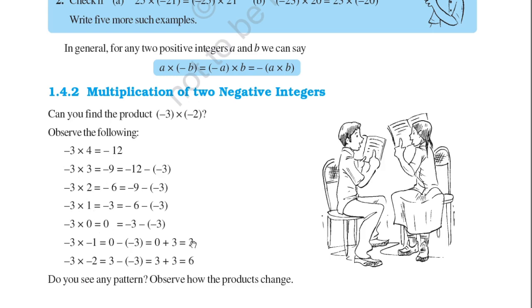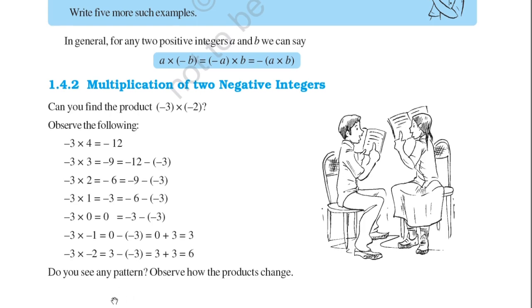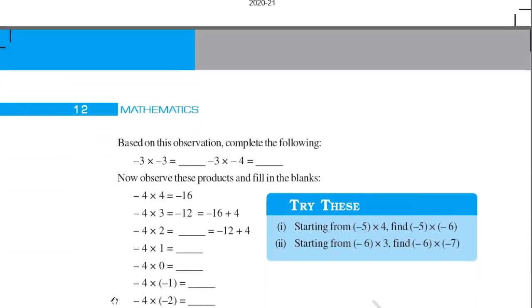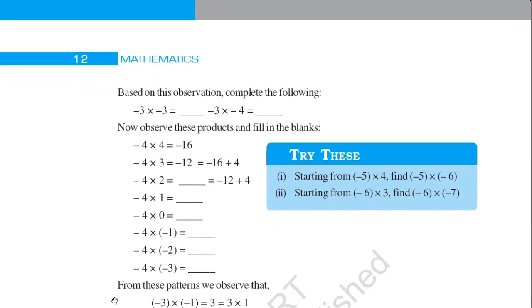You can see here, when minus 3 and minus 1 are multiplied, minus minus will become positive, so plus 3. And here also minus minus will become positive. So here 3 plus 3 is equal to 6. So you observed the pattern. You can also write it in your own way.